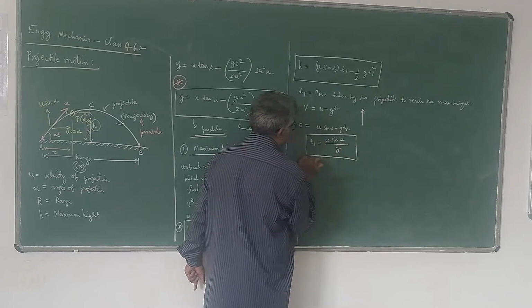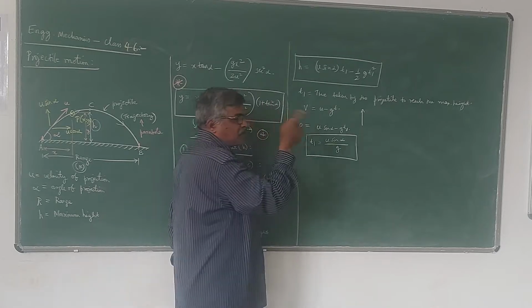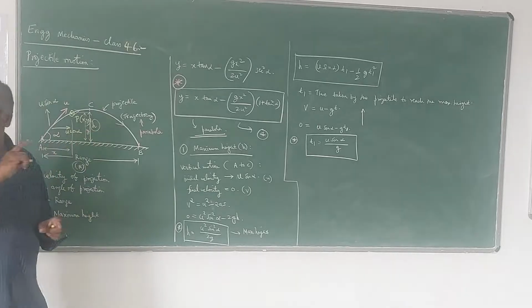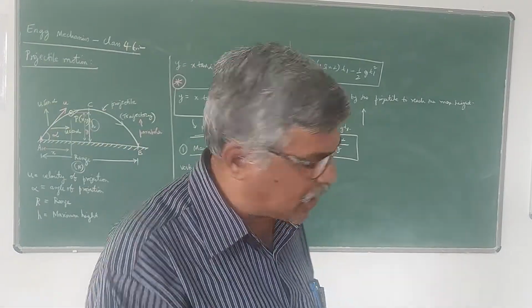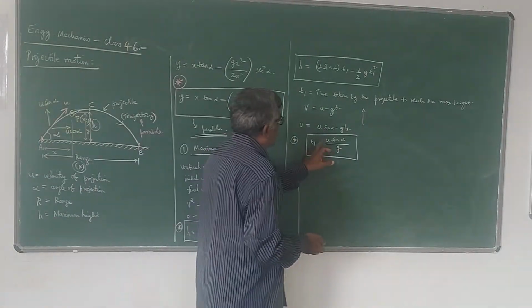This is another equation which gives the time of flight from A to C, not the total time of flight. So it is only from A to C. T1 is equal to u sin alpha by g. Once again, this also depends on only u and alpha.